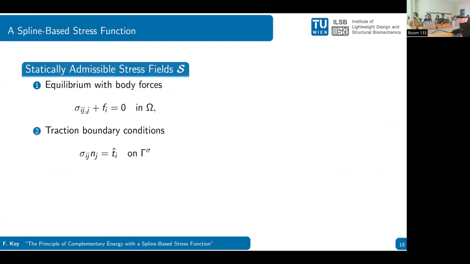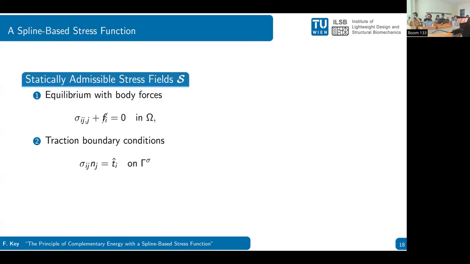Just as a reminder, a statically admissible stress field means you have equilibrium between the stress and the body force density, and we need to fulfill the traction boundary conditions on the part where we prescribe the tractions. In the following, I will neglect body forces for simplicity, but it also works with them.